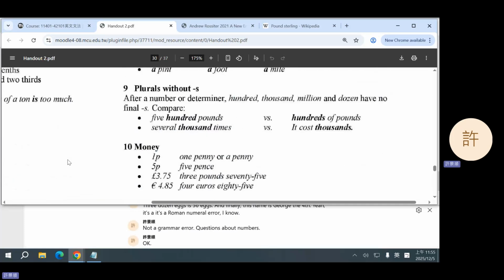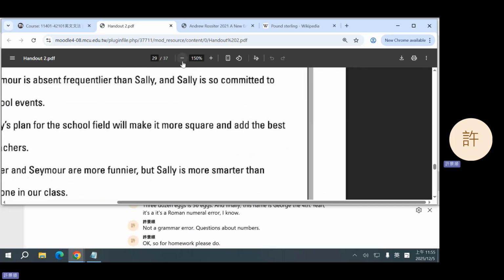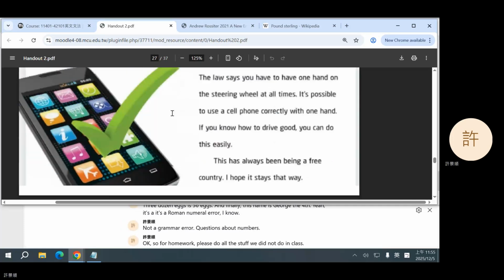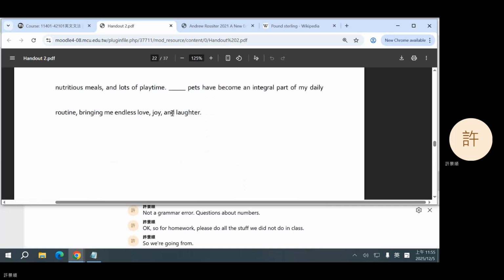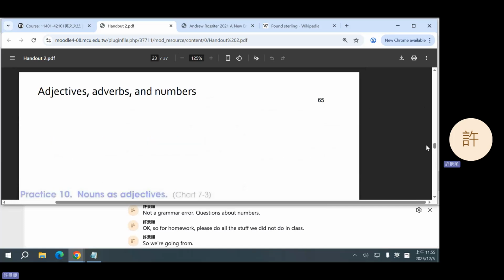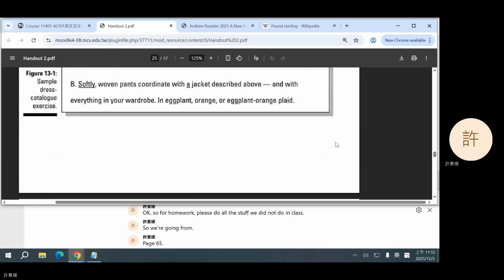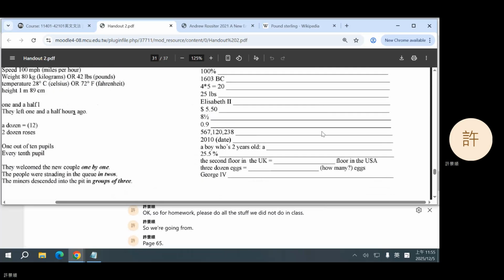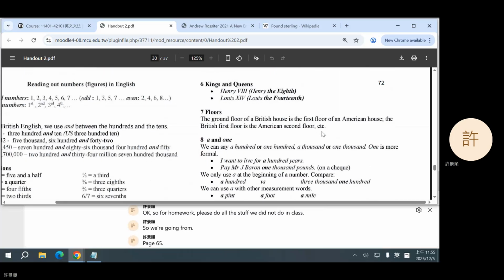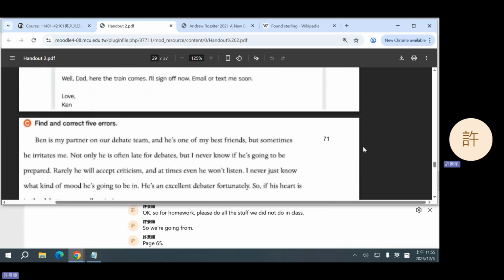Okay, so for homework, please do all the stuff we did not do in class. So we're going from page 65 to 71. 65 to 71. Okay, see you next week.